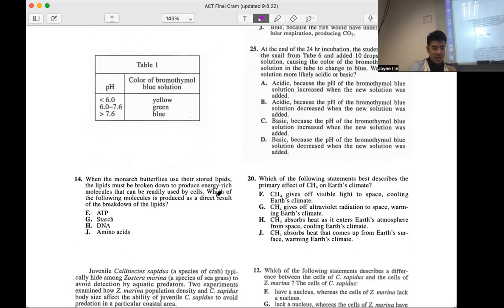Energy-rich molecules, ATP, right? What's another word for starch? Carbohydrates, yeah. What's another word for amino acids? Proteins. DNA, nucleotide maybe. They'll say genetic material. I don't know, they say something genetic.